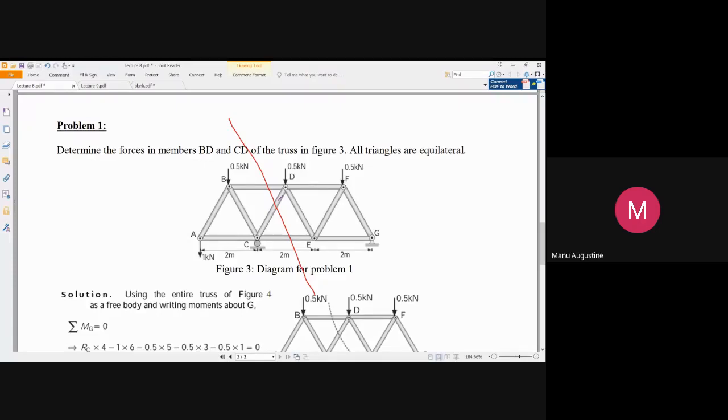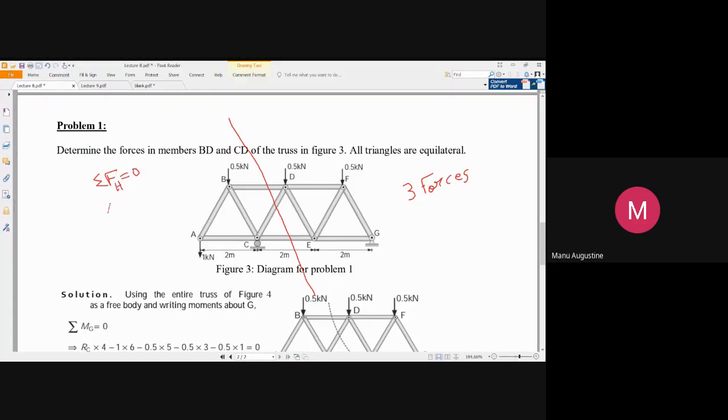Now, why is the condition of three unknown forces imposed here? Once again, the same mathematical condition is coming into play. If there are three unknown forces, then you should have three equations. And what are those three equations of equilibrium that we are allowed to use in method of sections? They are summation F horizontal equal to zero.